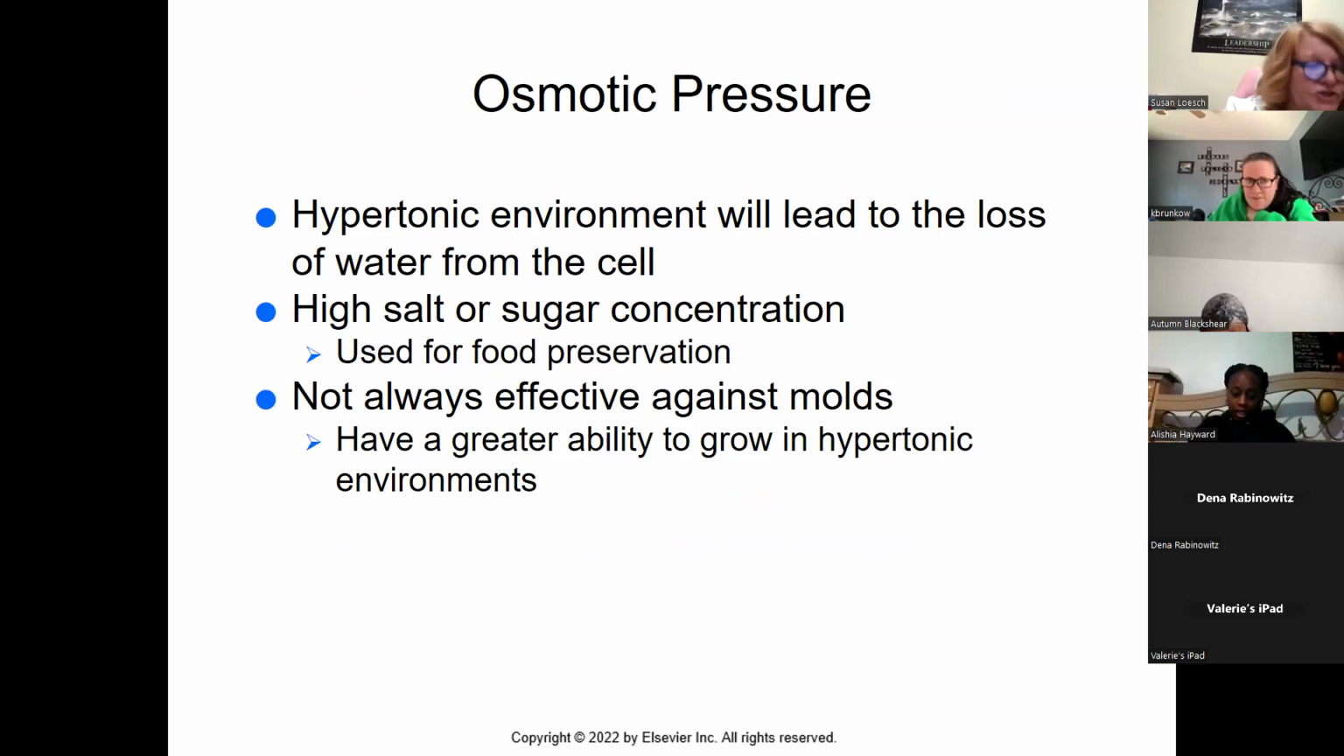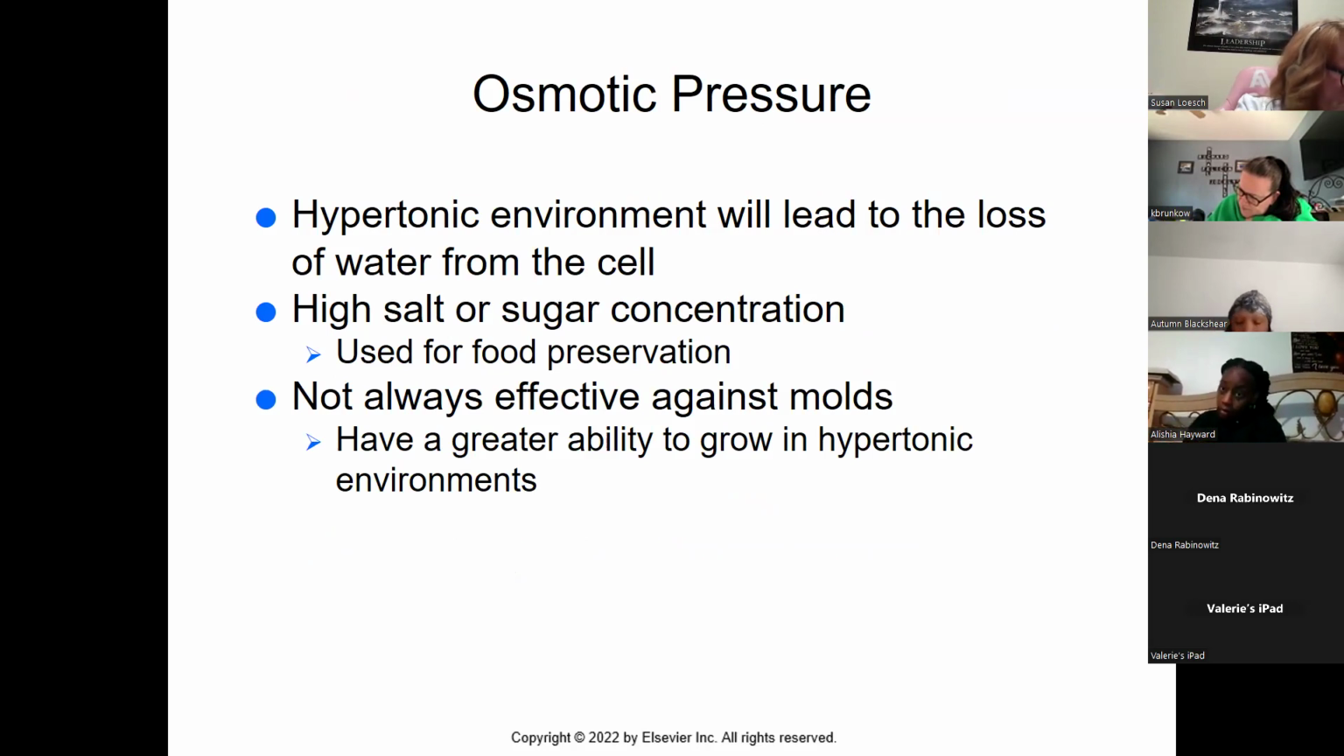All right, osmotic pressure. This is about, you know, you talk about osmosis all the time. You probably learned a lot about this in PN school. You'll learn even more about it now in physics, in your micro class and your patho class. You should be learning about it. Also learn about it in your med surg classes. So osmotic pressure is using either a high salt or a sugar concentration in food preservation.